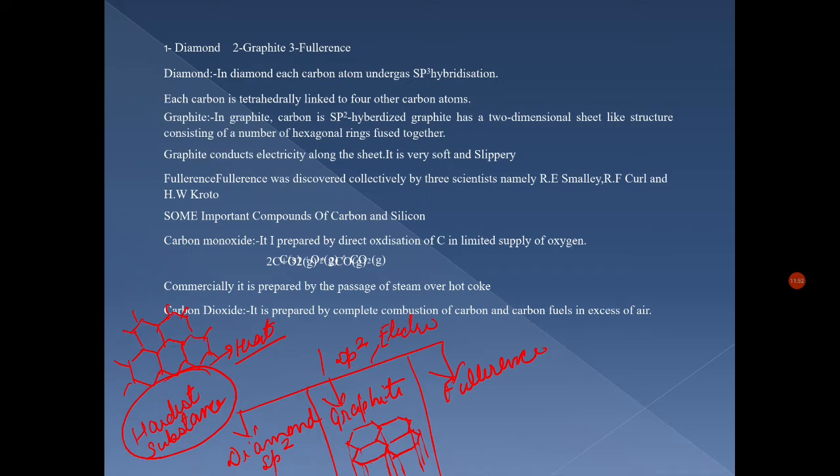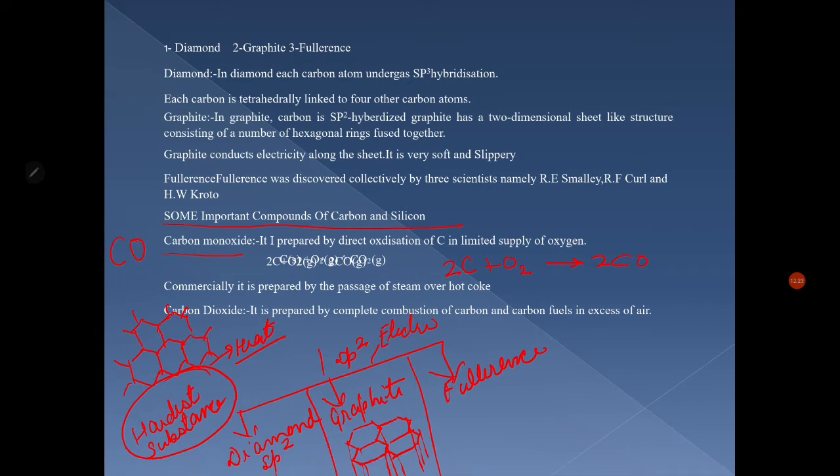Now, some important compounds of carbon and silicon. Carbon monoxide. It is prepared by the direct oxidation of carbon in a limited supply of oxygen. Commercially, it is prepared by the passage of steam over hot coke.